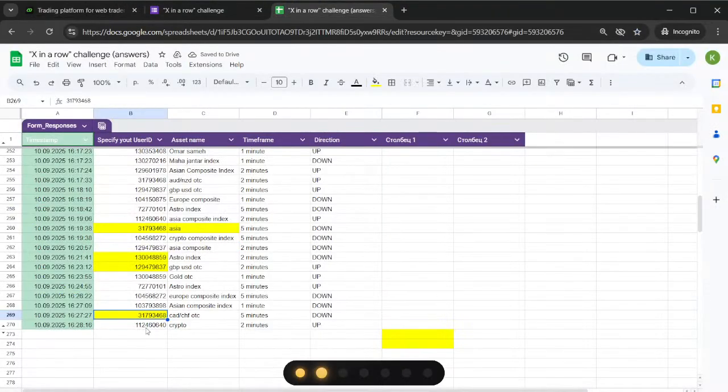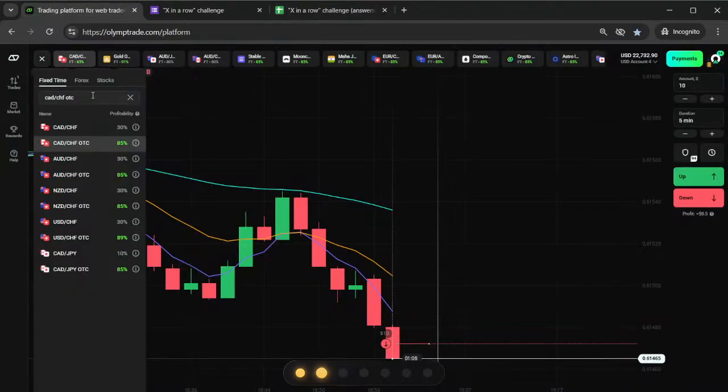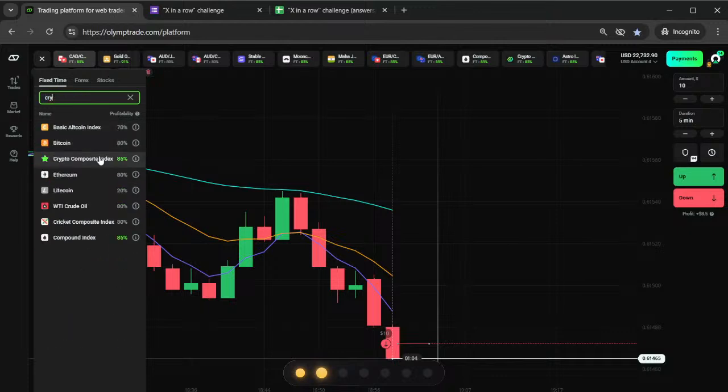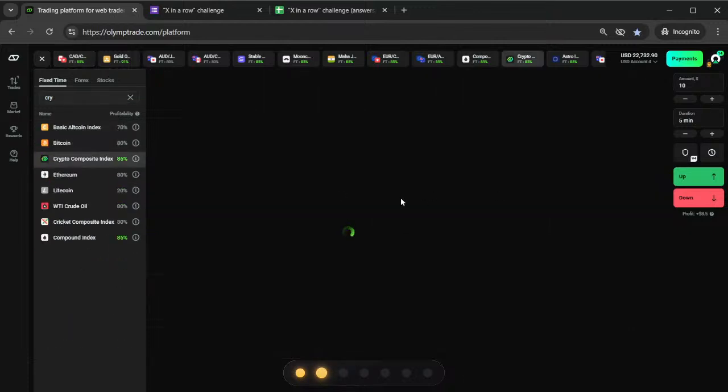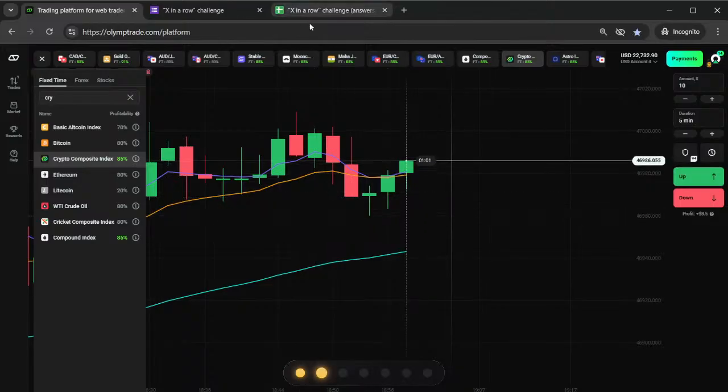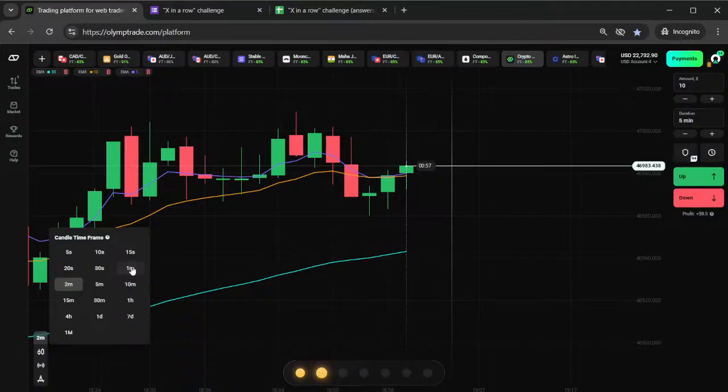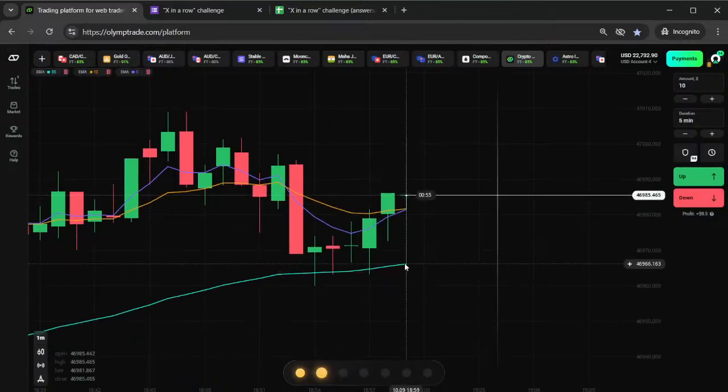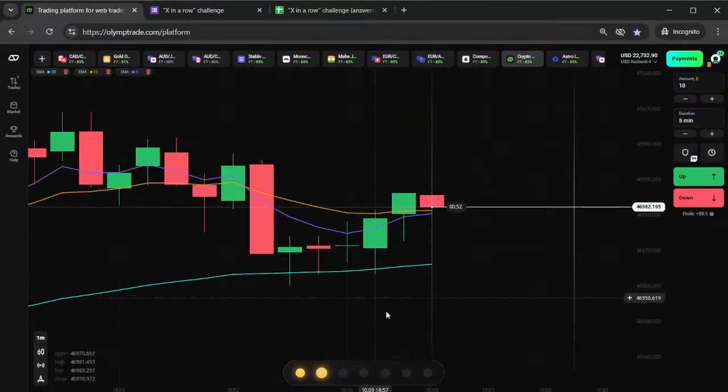Okay, crypto composite. Let's see crypto composite. What exactly is crypto, how is crypto performing? Okay, so in crypto, what's the direction? 2 minute up. Let's analyze the chart for at least 1 minute, and then we will analyze. Okay, there can be a signal, there is an opportunity.